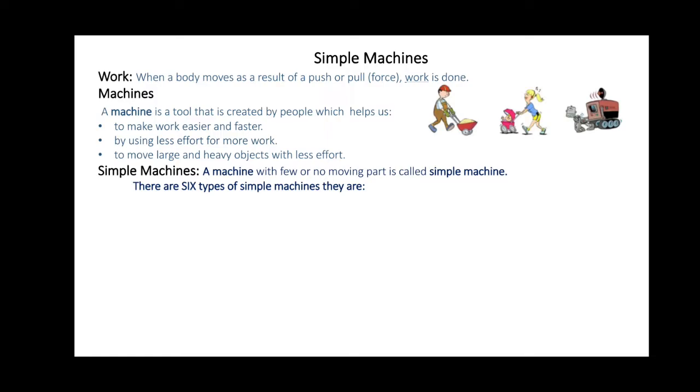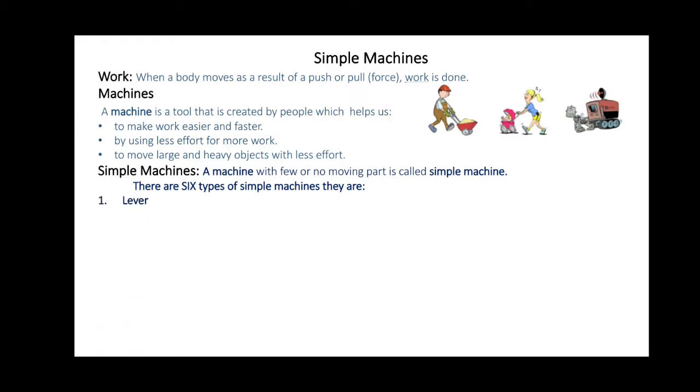Now there are so many machines in this universe and there are different types of machines. So in today's lecture we are going to study about simple machines only. A simple machine is what? A machine with few or no moving parts is called a simple machine. Now there are 6 types of simple machines. How many types of simple machines are there? There are 6 types of simple machines, and in all these machines few or no moving parts are used.